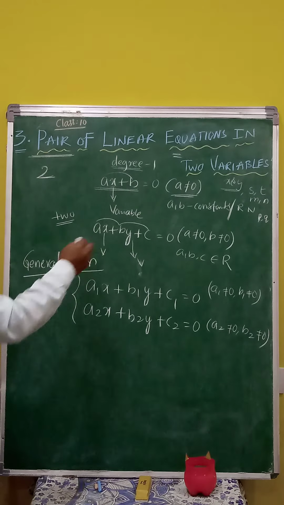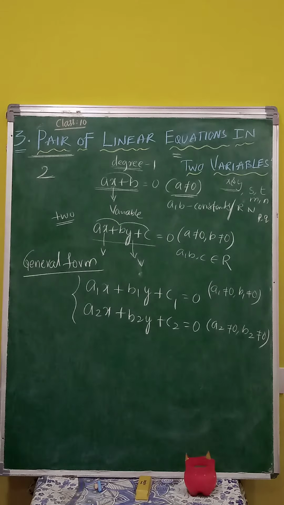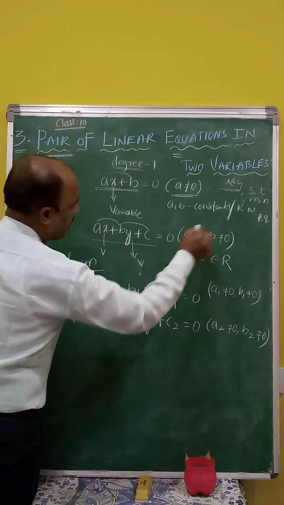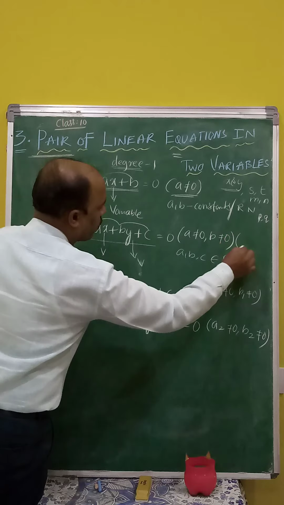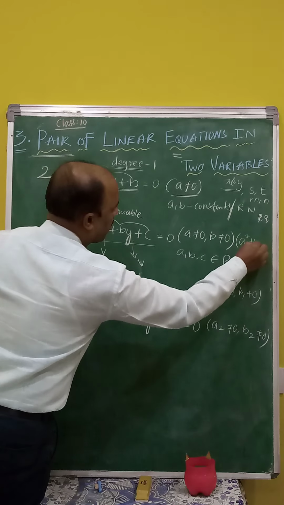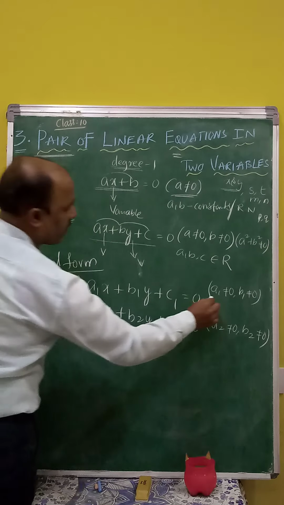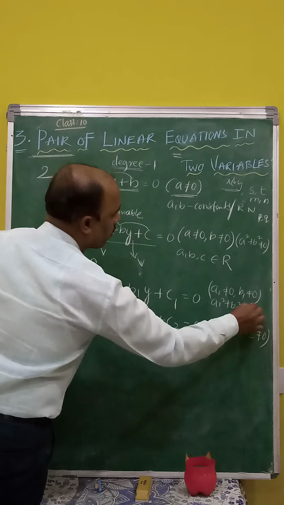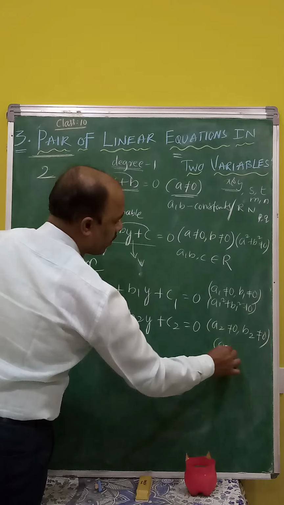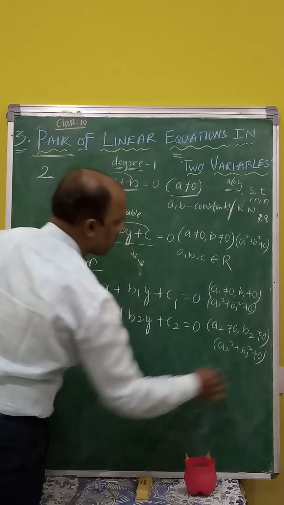Now I will write the examples here. Suppose I am selecting this one, ax plus by plus c is equal to 0, one equation. The condition also I will write here. We know a does not equal 0, b does not equal 0. One more condition also we have, a square plus b square does not equal 0. Here also the same thing, a1 square plus b1 square does not equal 0. Here a2 square plus b2 square does not equal 0.